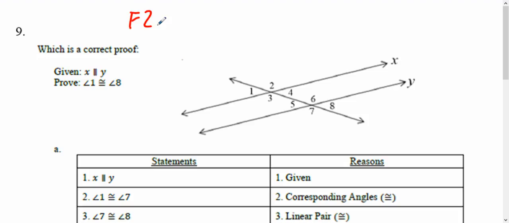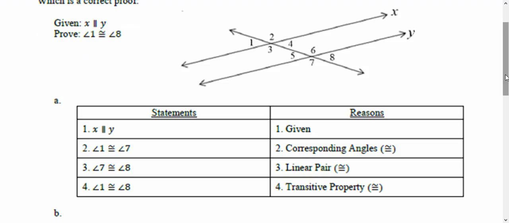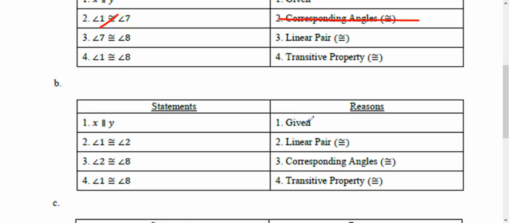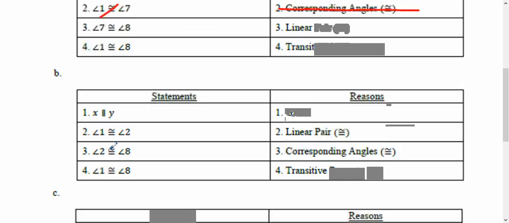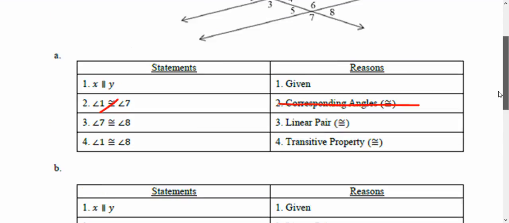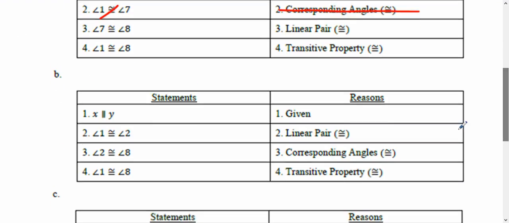This is from Framework 2. We're looking for a correct proof. So if X and Y are parallel, that's given. 1 and 7 are corresponding angles. That's not true. They're not congruent and they're not corresponding. So that's wrong. X and Y are parallel, given. 1 and 2 are a linear pair. That's true. 2 and 8 are congruent because they're corresponding angles. 2 and 8, those are not corresponding angles.